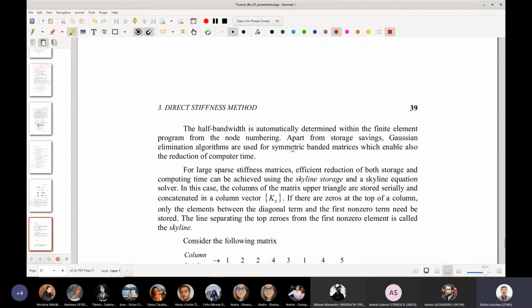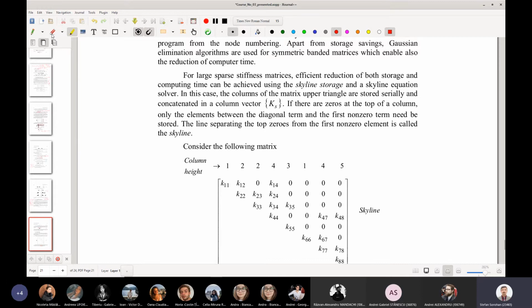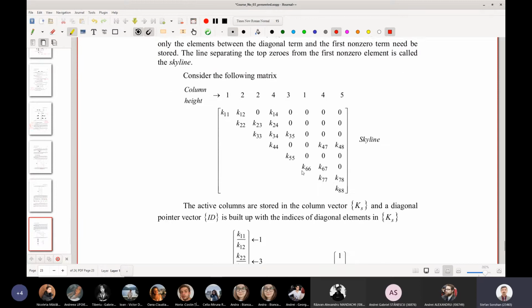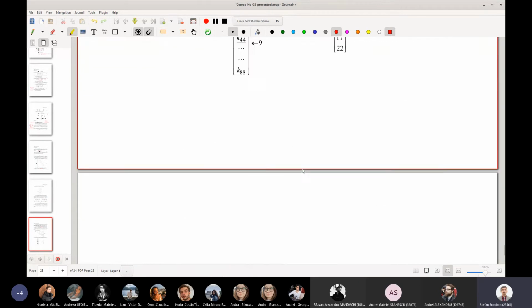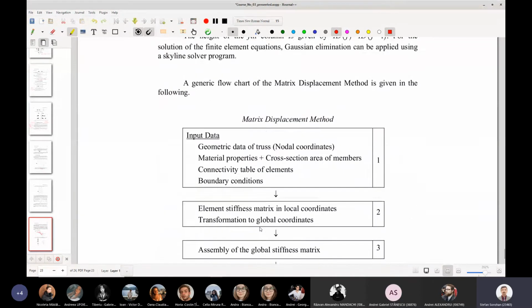And you can read. Another idea is to use the so-called skyline method, or skyline storage of the stiffness matrix. And the skyline is due to the reason, as you can see, sometimes you can have non-zero terms on this line here. So this is as a skyline. This is the idea. This one is 0, 0, 0, 0, according to different numbering.